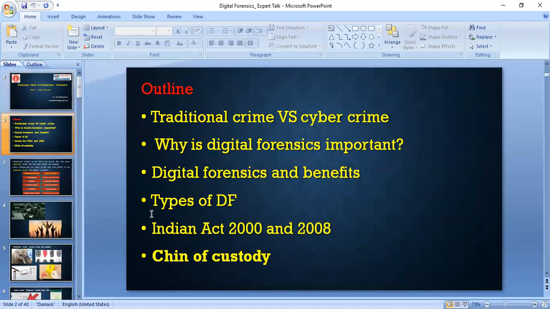So, these are the outline for today's seminar. Before going to what exactly the meaning of digital forensic is, first of all, we will understand the difference between traditional crime and cyber crime. Then, why we need the digital forensic concept. We have different types of digital forensics, and how the Indian Act plays an important role in case of digital forensics. Chain of custody, which is again a very important part of digital forensics, is related with evidences. These are the outline of today's presentation. We will understand each and every point one by one. Next, please.